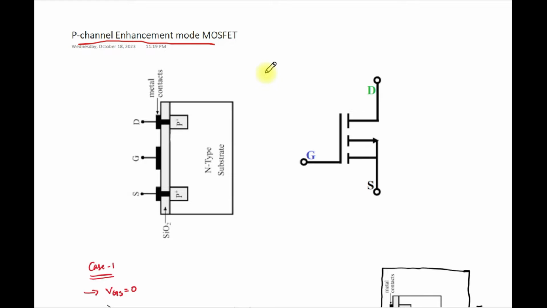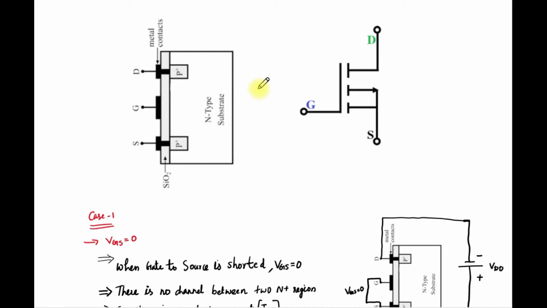The structure of the P-channel enhancement mode MOSFET is given here. We have an N substrate and two P plus regions. Why P plus? Plus in the sense that it is heavily doped, and the N type substrate is lightly doped. This is the structure, and we have, as usual, drain, gate and source.